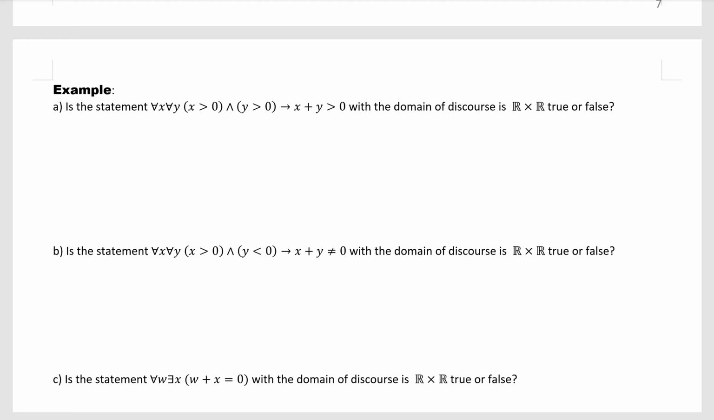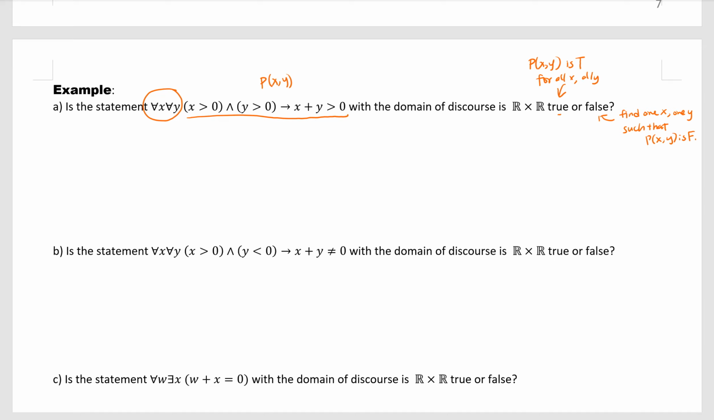Because here we have for all x, for all y. If we want to show it true, let's say this is P of x, y, then we need to show P of x, y is true for all x and all y. If we want to show it's false, we just need to find one x and one y such that P of x, y is false.